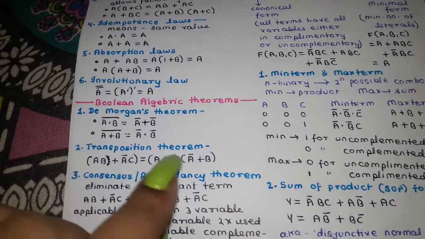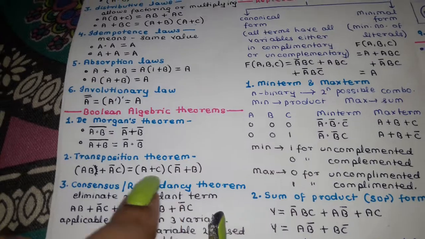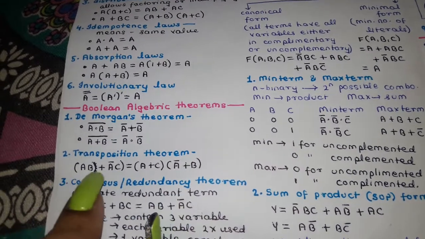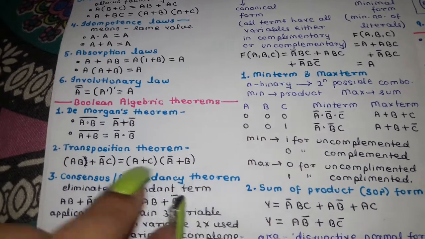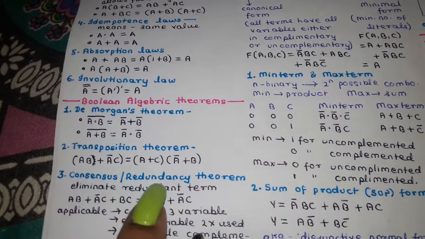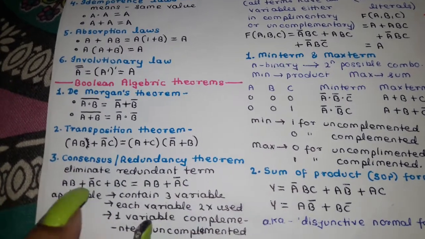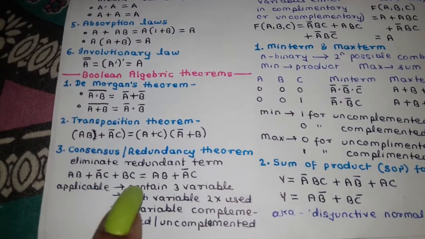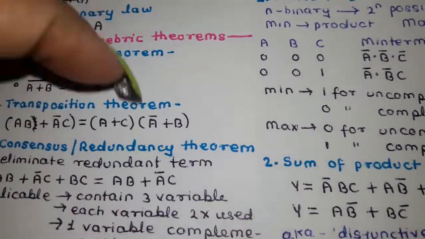Then we have the transposition theorem. This is the statement that tells you what the transposition theorem is. Here AB plus A dash C is given by (A plus C)(A dash plus B). Then we have the consensus or redundancy theorem. We eliminate the redundant term. Here this is your given equation, and this equation can be written as this over here.